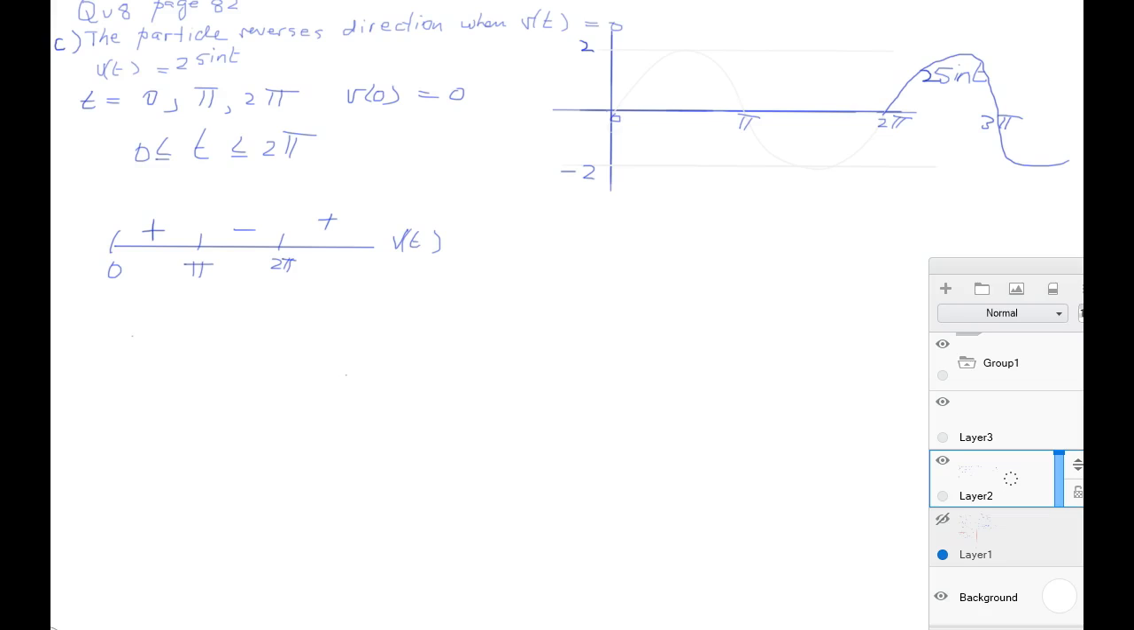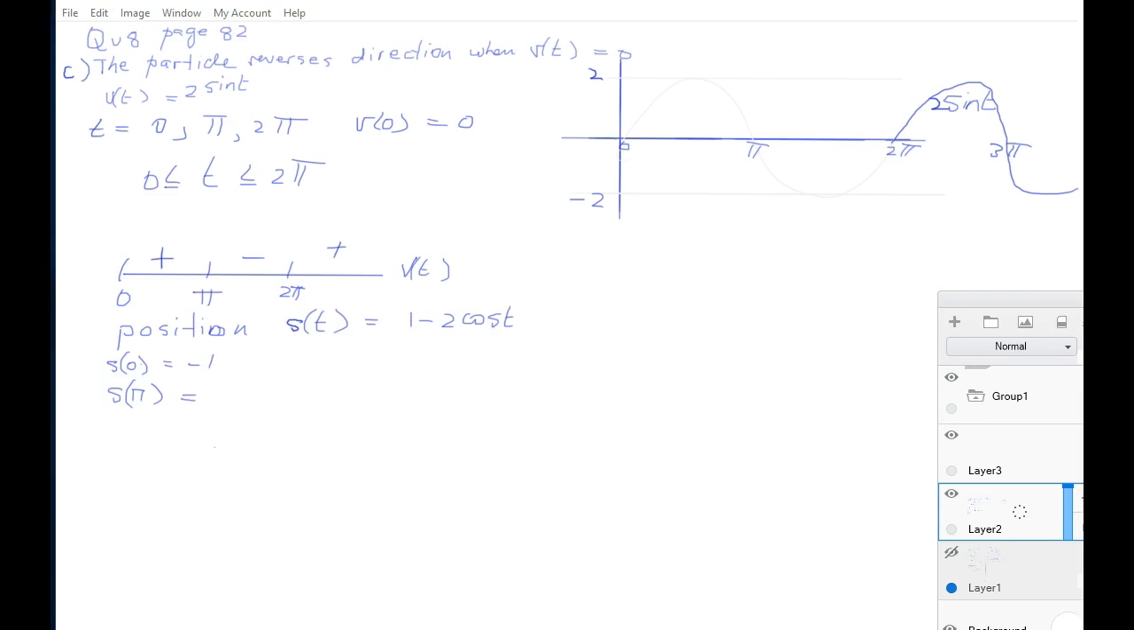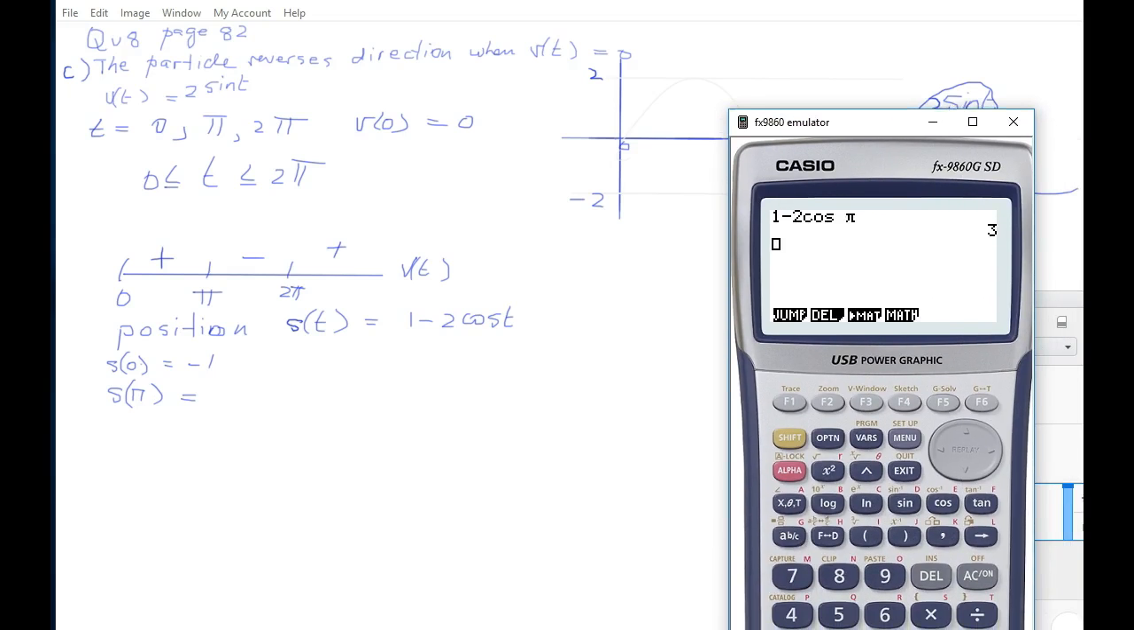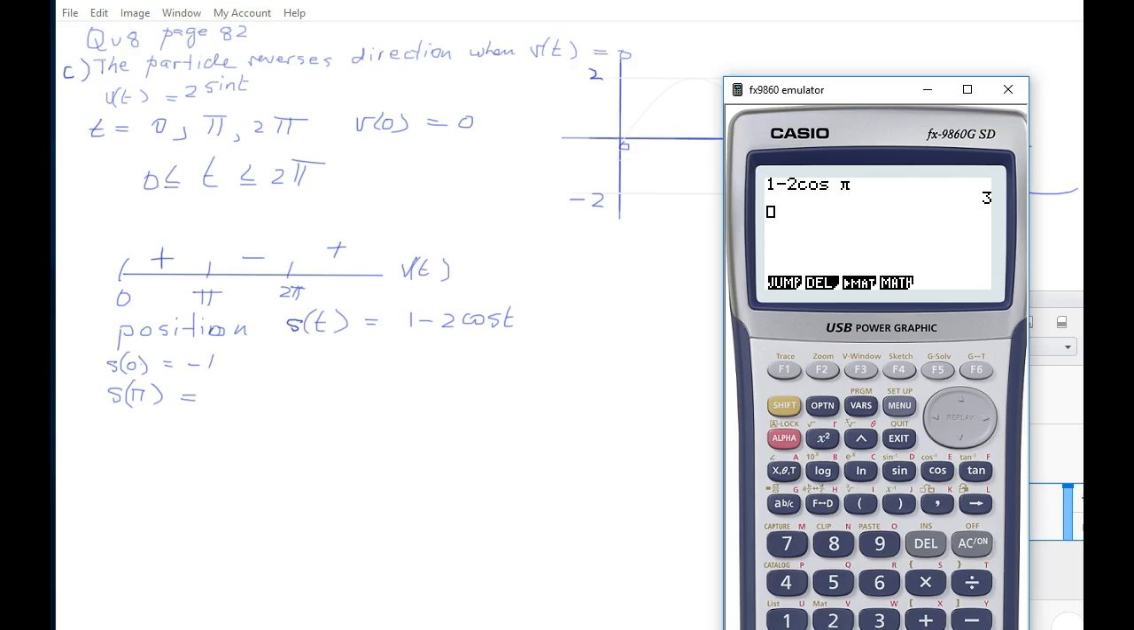And we've got to find the position of the particle at these times. So just make sure you're using the right position formula. So position is, the formula was, I've just got to check it. So we want the position at 0, which we worked out in part A. So you can write it down, it's -1.